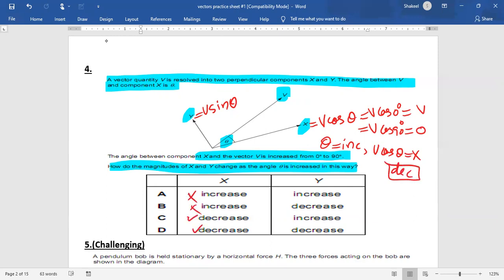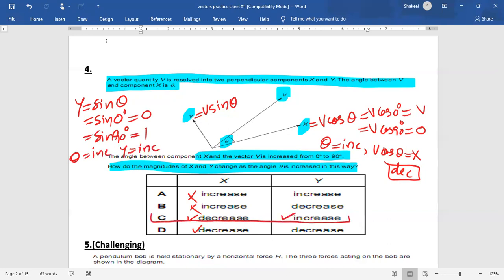Okay, now let's talk about y. Y is sine theta. So if you put sine 0, because the angle is increased from 0 to 90, so sine 0 is 0. And if you put 90, so sine 90 is 1. So it means that when the angle is increasing, then the value of y is also increasing. So it means this C is your answer.